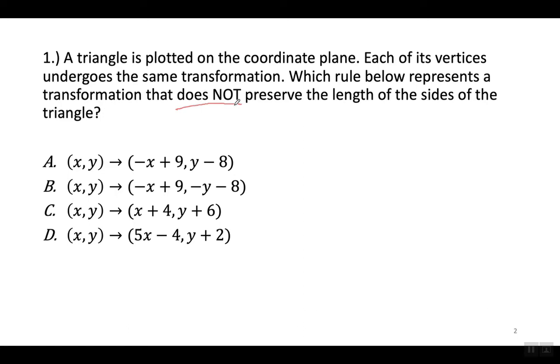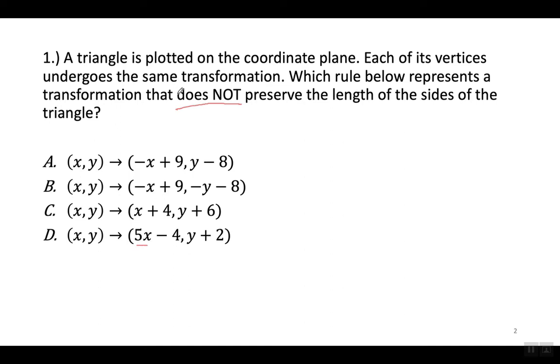Okay? In 1 second. All you got to do is look for which transformation is a dilation, because a dilation makes the triangle bigger or smaller, and it will not preserve the length of the sides of the triangle. To figure out which is the dilation, all you got to do is find the one where either x or y is being multiplied by a number that is not 1, which would be this one right here. I'll say that again.